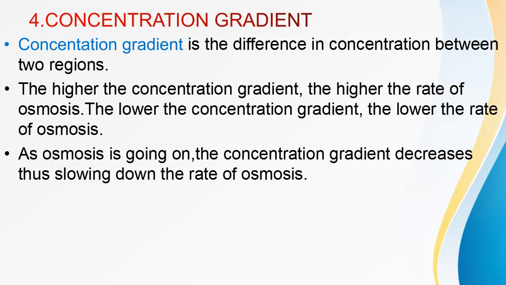The next factor is concentration gradient. Concentration gradient is the difference in concentration between two regions. The higher the concentration gradient, the higher the rate of osmosis, and the lower the concentration gradient, the lower the rate of osmosis. And as osmosis is going on, the concentration gradient decreases, thus slowing down the rate of osmosis.